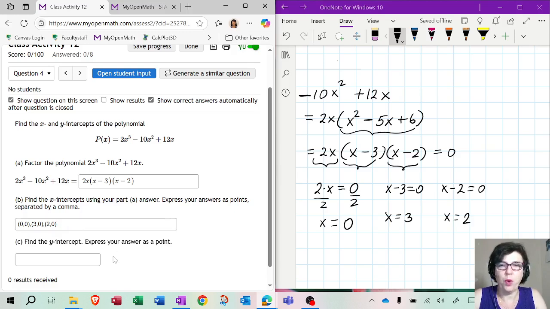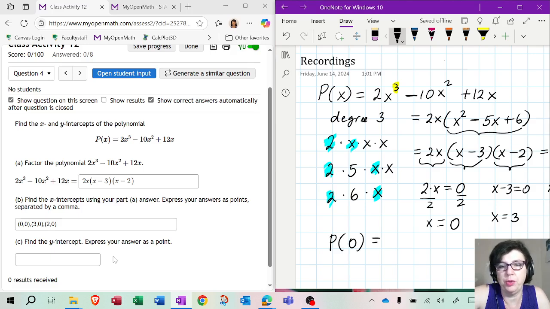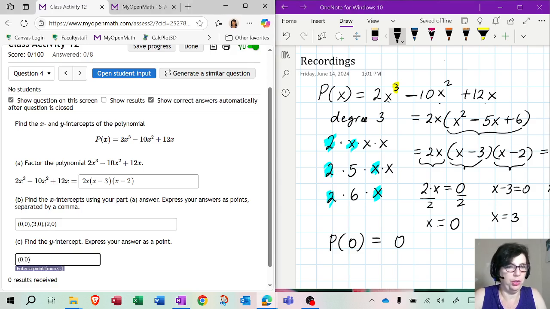Now, in terms of the y-intercept, how do we do that? Well, that's actually very easy because for the y-intercept, there can only be one. And all you're doing is just plug in x equals 0. And when I plug x equals 0, all of these terms are just going to turn into zeros. So the y-intercept will also be 0, 0. That repeats with one of the x-intercepts.